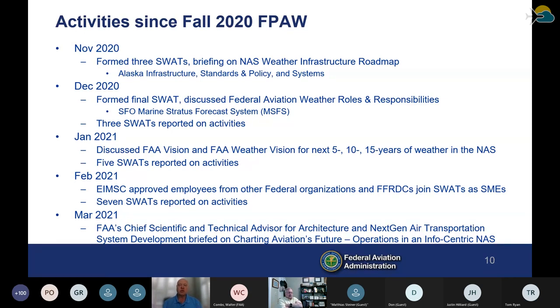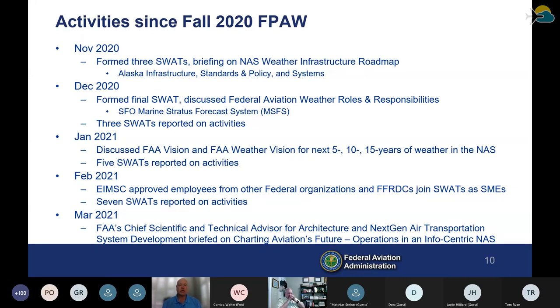Now, only the FAA employees and their support contractors are allowed at the full plenary COI meetings. But for subject matter expertise, we can now go to other federal organizations like the Weather Service, like NASA, whoever else might be working on an issue where we need that expertise, and they can join the SWATs and participate. Once that SWAT has completed its job, they're disbanded, and those employees from the other organizations won't participate anymore. Also in February, seven of the SWATs reported out on their activities.